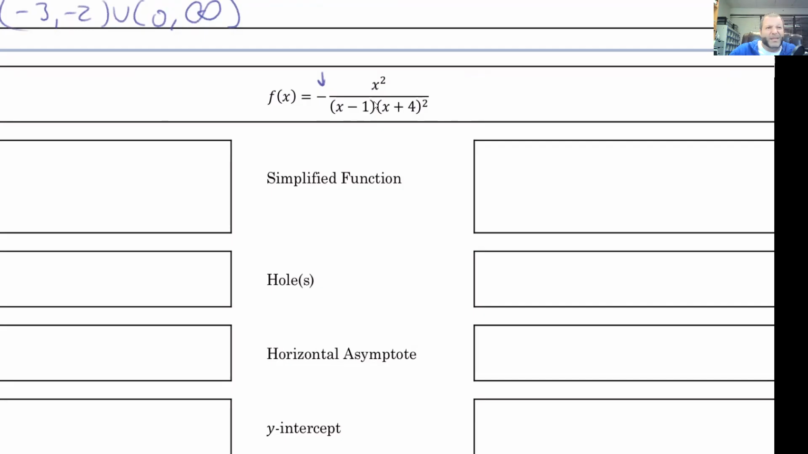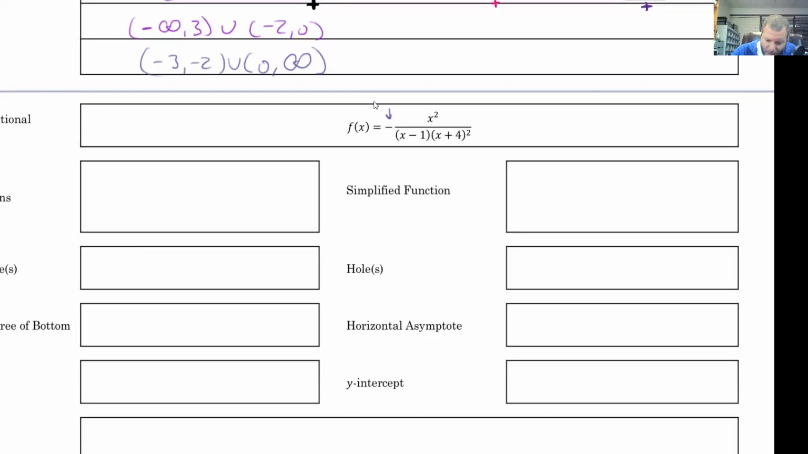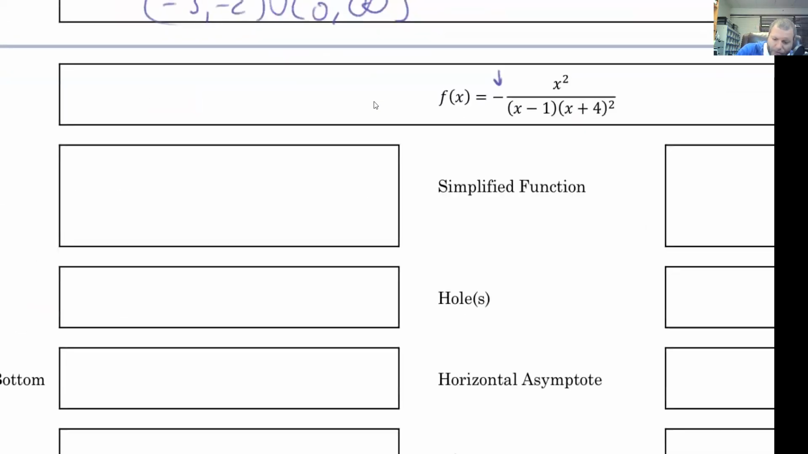Don't expand the (x + 4)^2 out. That would be stupid. You'd be giving yourself more work. You would do that just to undo it eventually. So this is actually going to have a couple of domain restrictions.